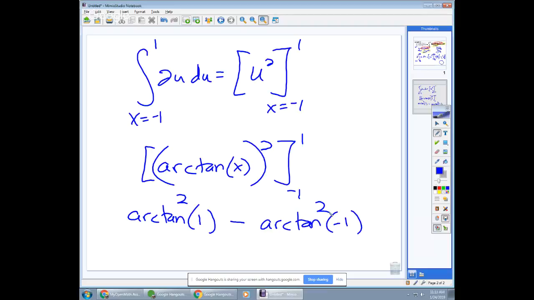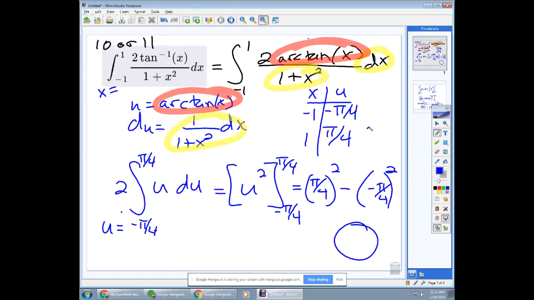Okay, can somebody help me out? What's the arctangent of 1? In other words, what angle goes with a slope of 1? Pi over 4. So that means here I have pi over 4 squared. What angle goes with a slope of negative 1? Negative pi over 4 squared, which equals 0. Again, same thing as before. But at one point or another, you got to deal with the arctangent of 1 and negative 1. Whether you do it later or earlier is up to you. There are 2 different ways to deal with substitution in definite integrals.